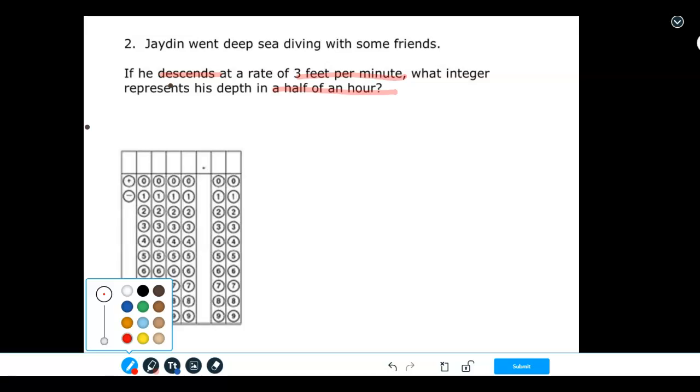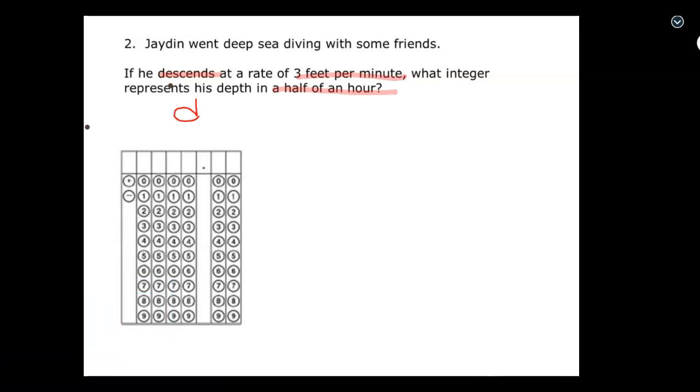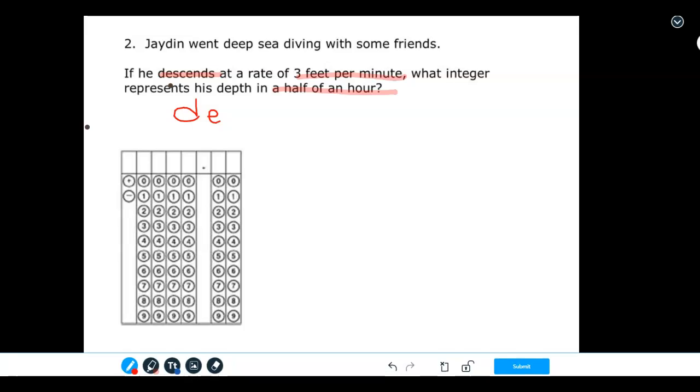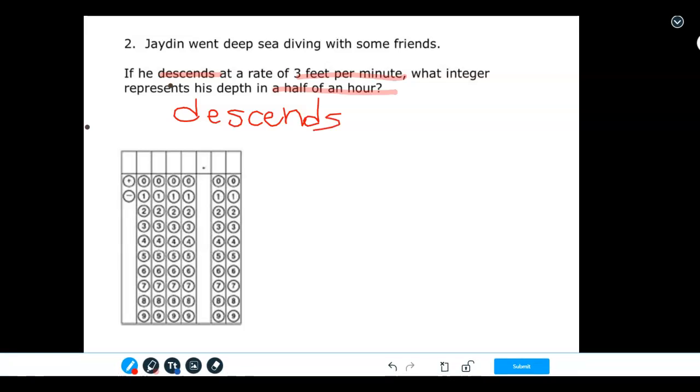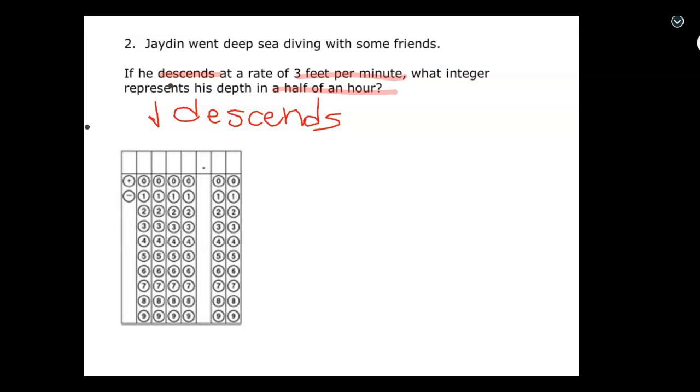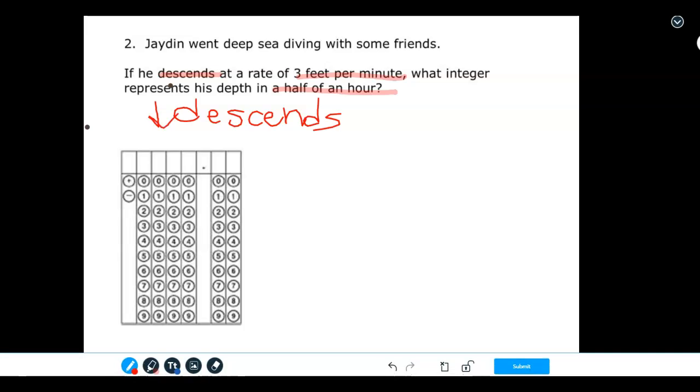What do I need to know to help me solve this problem? Daniel, I saw your hand up. What's one thing I need to know? That he has to go down 3. He goes down 3 feet per minute. Okay, in half an hour. No. Hold on. I need to know what descends. You said the word descends. What does descends mean? Go down. To go down. So somebody's deep sea diving and they're going lower when they descend. If you come up, you ascend with an A. Descend, ascend. Okay.